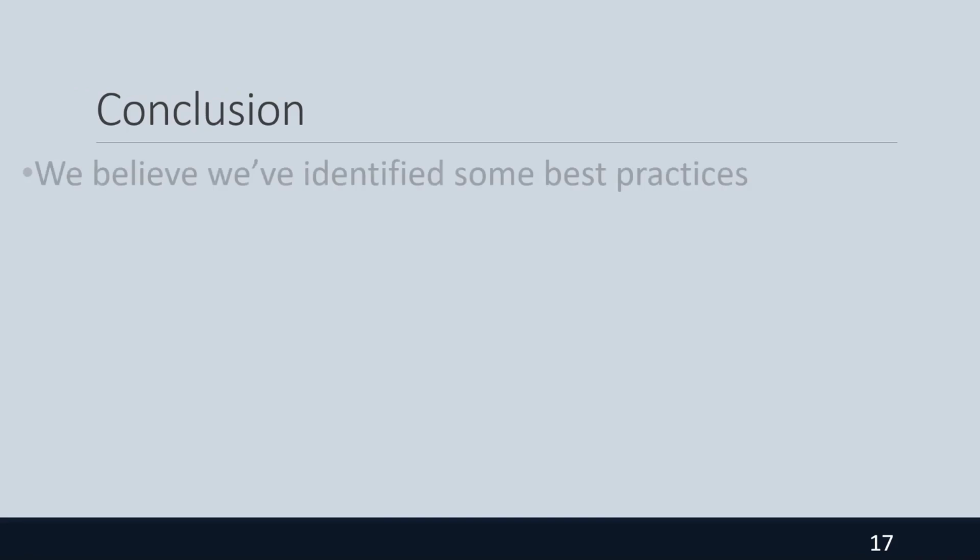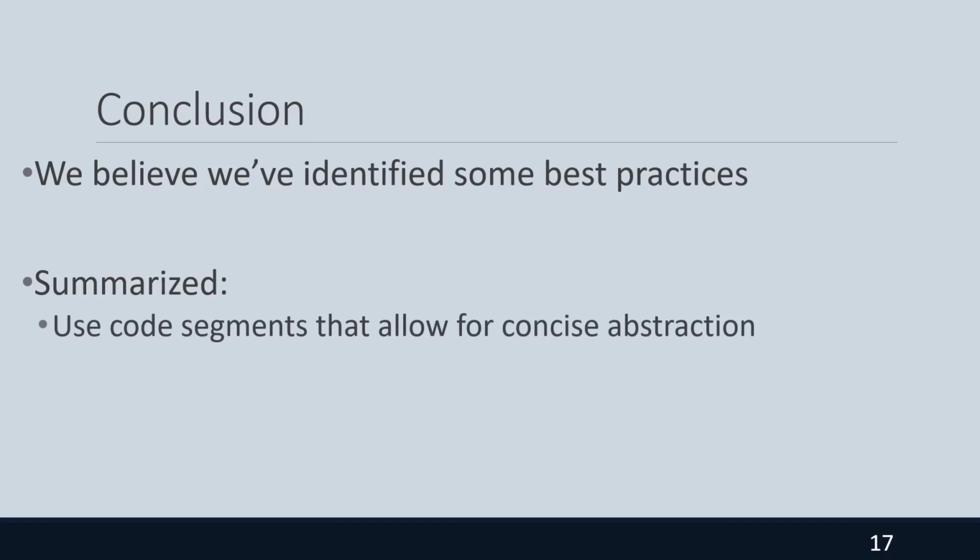As we wind down, I want to leave you with some takeaways. Here are some best practices we think we've identified that you can use right now in your class for EIPE questions. Summarized, these include: use code segments that allow for concise description and abstraction. Common coding patterns and idioms are an ideal starting point for EIPE. Students need to be trained how to answer EIPE questions, but once you've trained them to your standard, you can grade them at your standard.